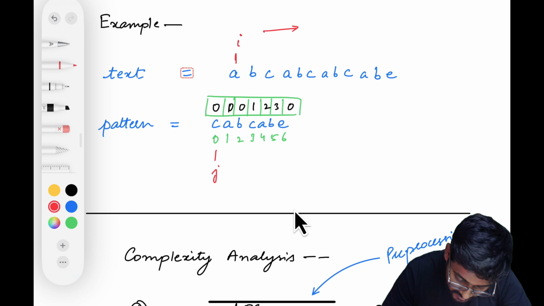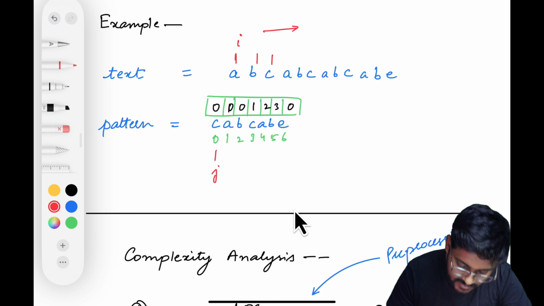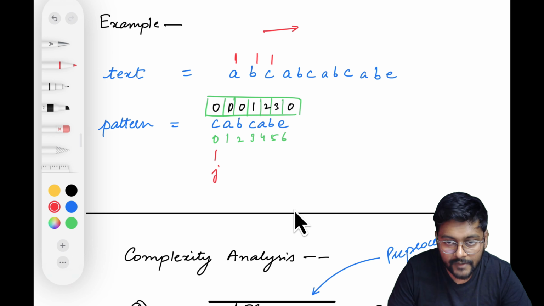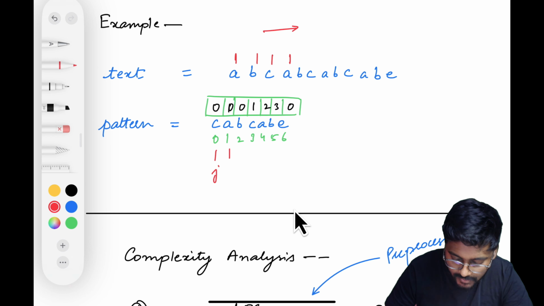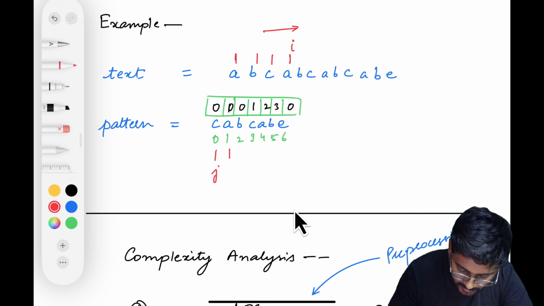So this is not matching, increment I. This is also not matching, increment I. This is matching. If this is matching, then what do I have to do? I have to increment both the pointers. I is coming here and J is coming here.